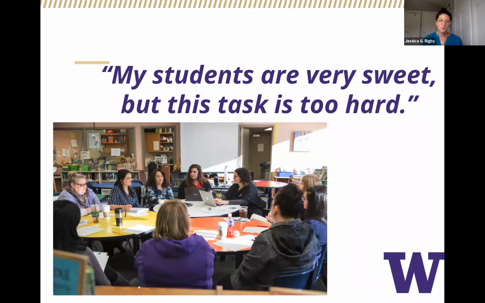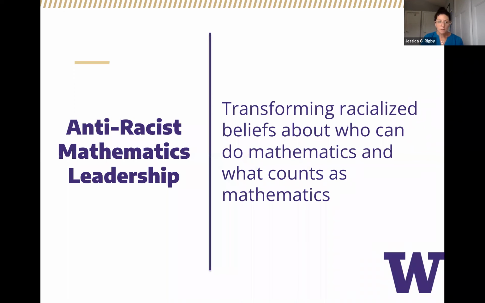It was at that moment that we realized we needed to move from our race neutral implicit theory of action, that if we helped teachers pay attention to students' thinking, they'd realize that all students can think. And we needed to be really explicit around how to lead towards anti-racist mathematics. So we have been working on transforming racialized beliefs around who can do mathematics.